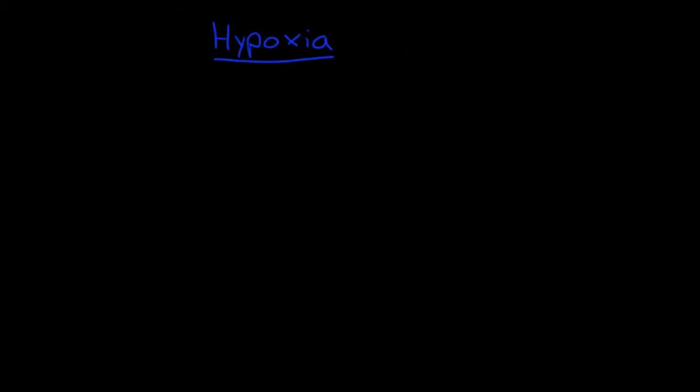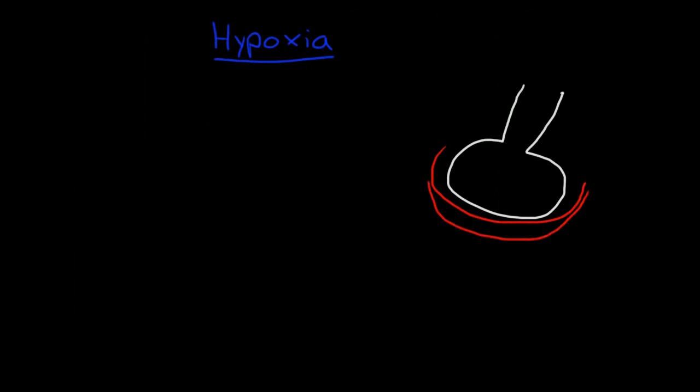Okay, so I want to talk a little bit about hypoxia and the possible causes for hypoxia. Now, oxygen, as you remember, diffuses into the capillaries that surround the alveoli. So several things are required for the oxygen to move from the air outside into the alveoli and then into the bloodstream.